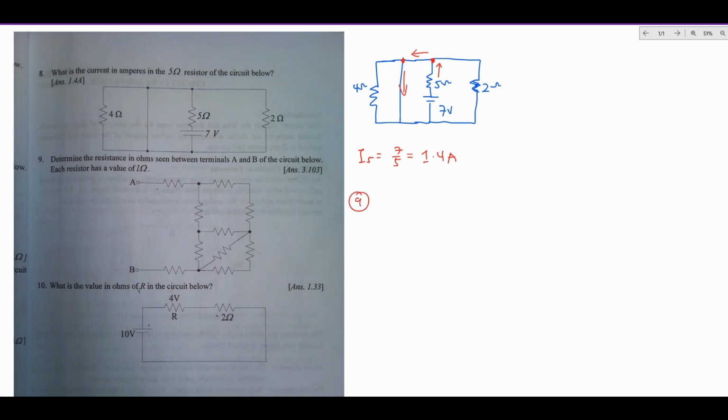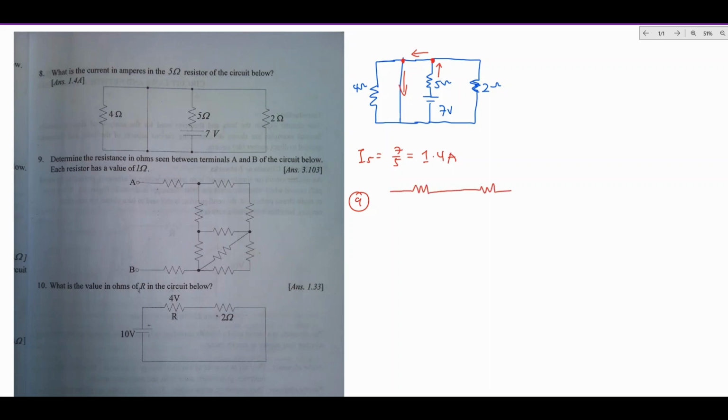So question 9 says, determine the resistance in ohms seen between terminals A and B of the circuit below. Each resistor has a value of 1 ohm. Okay, so let's look at how we are going to solve this question. Let me draw the circuit.